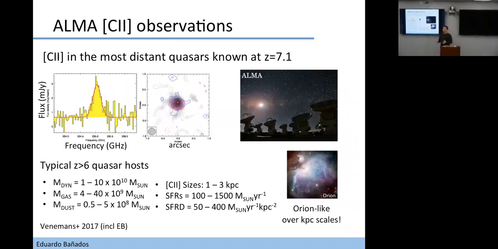They're all very compact. Some of them are still unresolved at 1 kiloparsec resolution, like this one. Some others are resolved and they have a size of 3 kiloparsecs. So there's a variety there, but they're all forming stars like crazy. Just to have this in your mind, if you take the Orion Nebula and spread that over kiloparsec scales, those are the kind of monsters where these objects live.